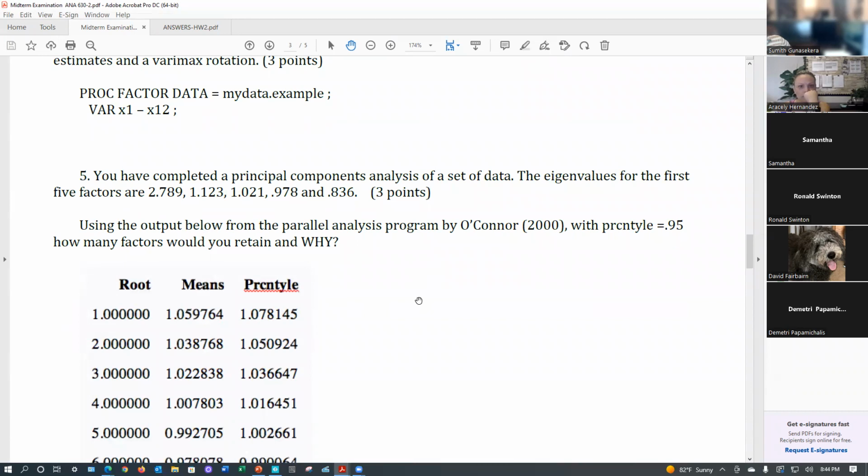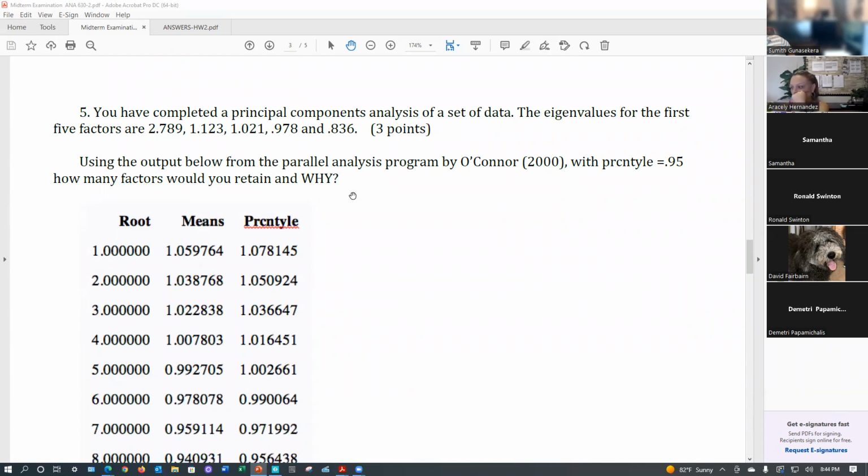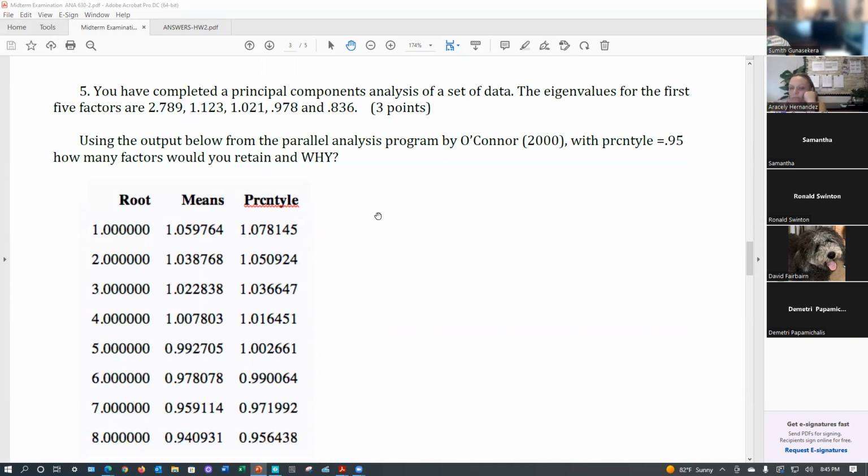Number 5. You have completed a principal component analysis of a set of data. The eigenvalues for the first 5 factors are 2.789, 1.123, 1.021, 0.978, 0.836. Using the output below from the parallel analysis program by O'Connor with percentile 0.95, how many factors would you retain according to that criterion? Can you remember we had that discussion? Do you see this one?